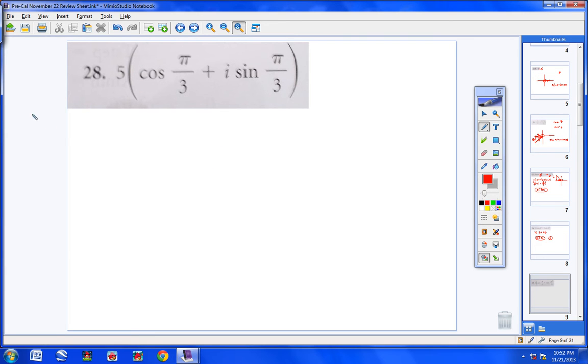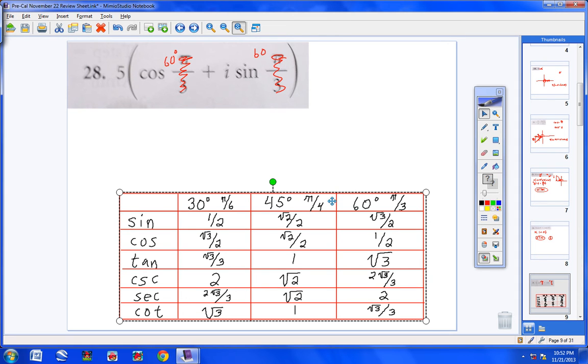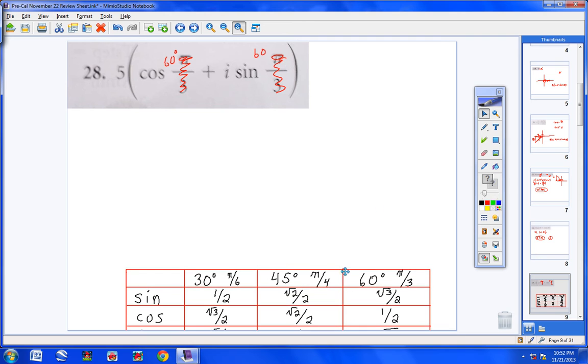The directions for 28 say to write this in standard form. Now I'm going to go ahead and convert this to degrees. Pi over 3 is 60 degrees, and pi over 3 is 60 degrees. This should be really, really easy, students. I mean, look, all that we're doing here is we're just finding the cosine of 60 and the sine of 60. So here's cosine, here's 60, 1/2. So I have 5 parentheses, the cosine of 60 is 1/2, plus the sine of 60, well, sine of 60 is square root of 3 over 2.